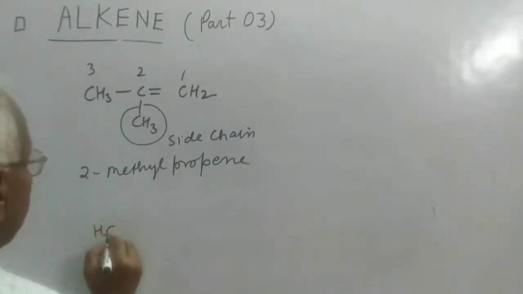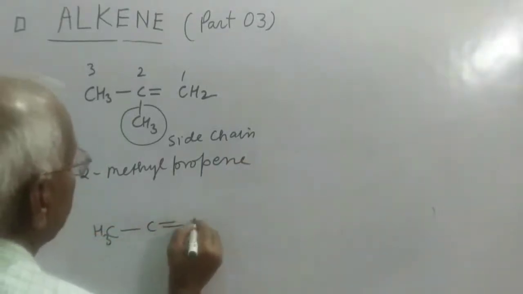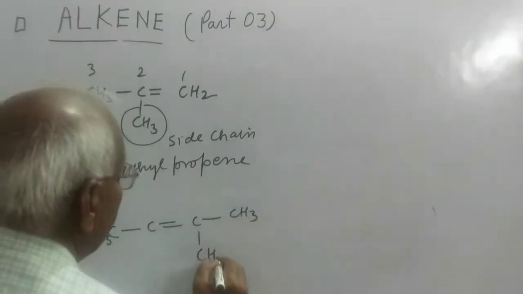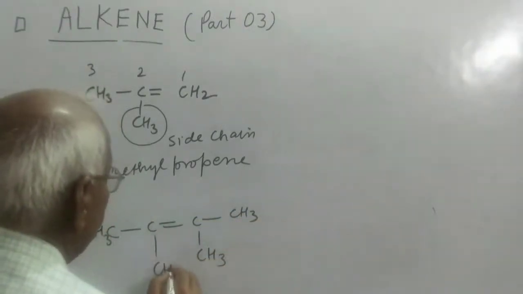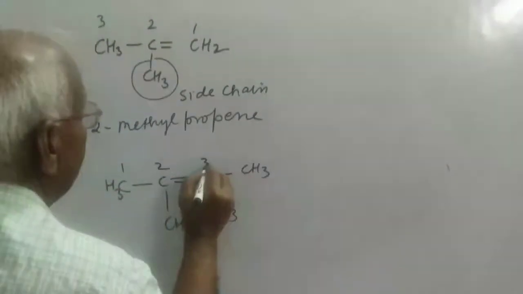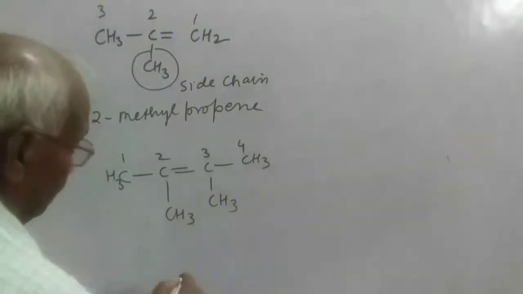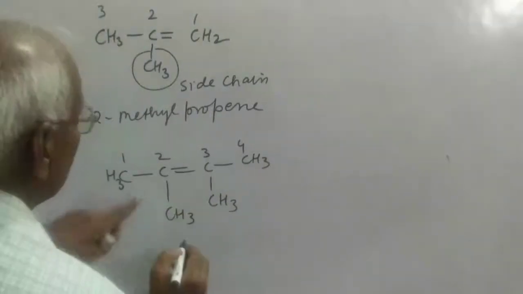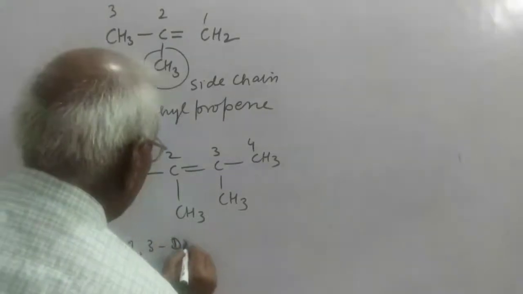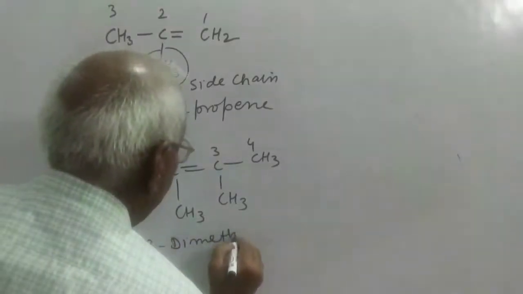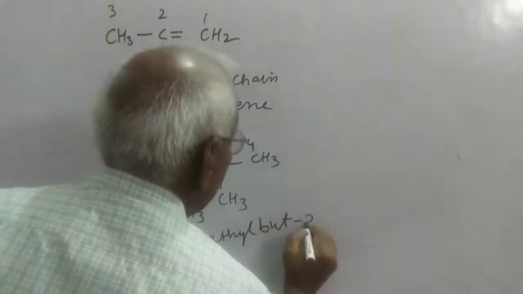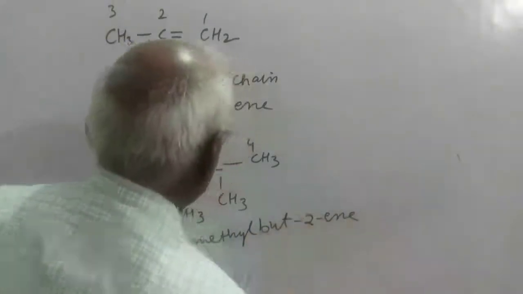If you write or extend this molecule as CH3, CH3, CH3, then numbering can be given from any side, 3, 4. So its name will be 2,3-dimethyl butadiene.